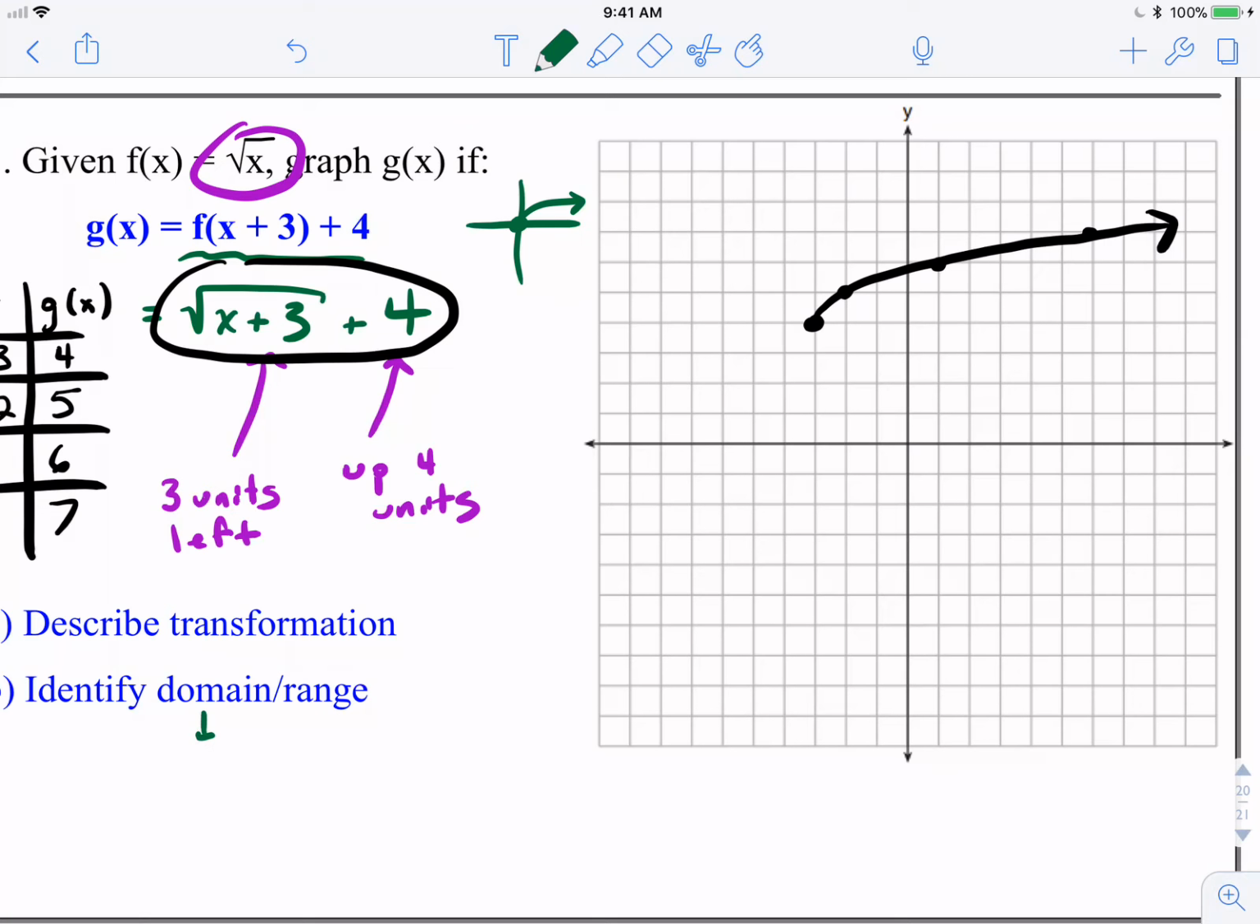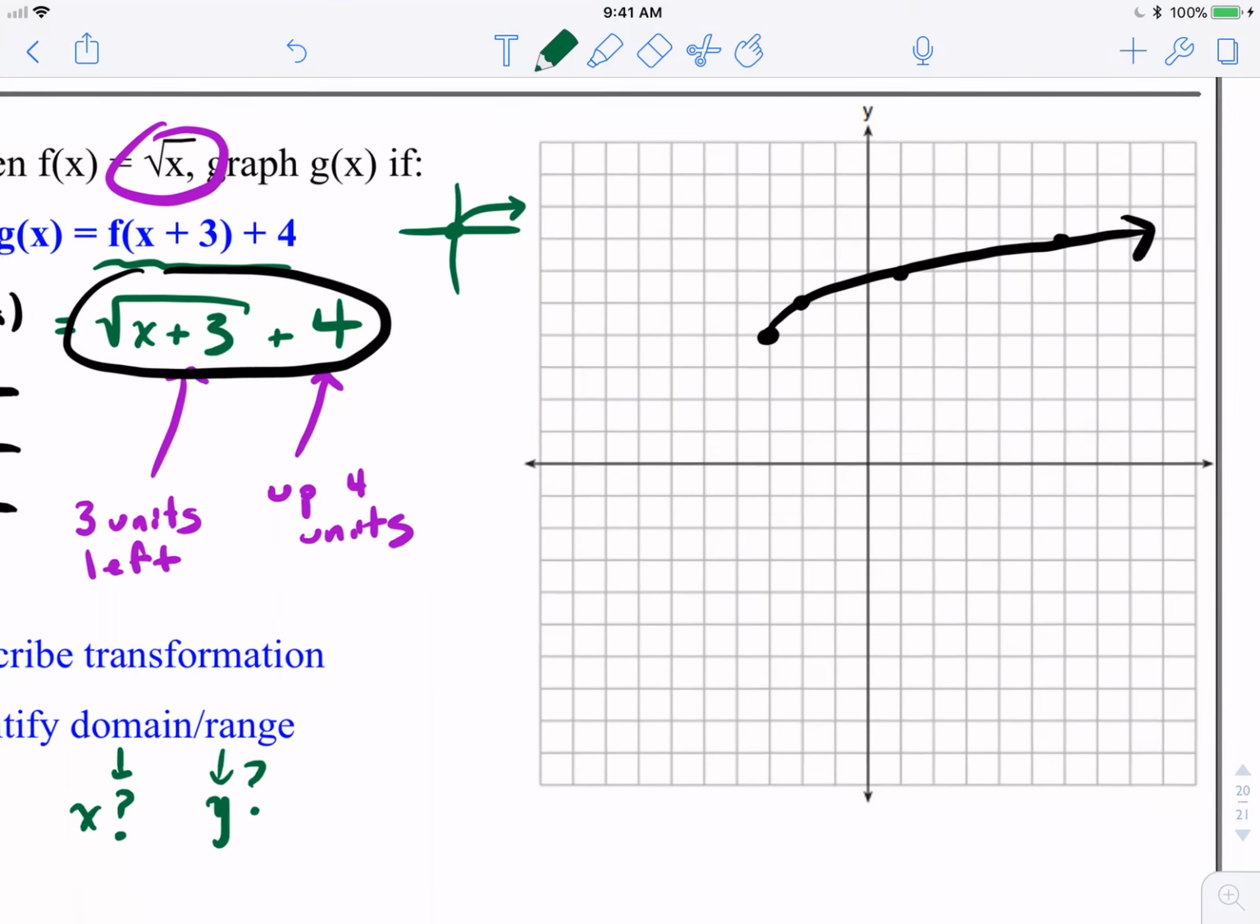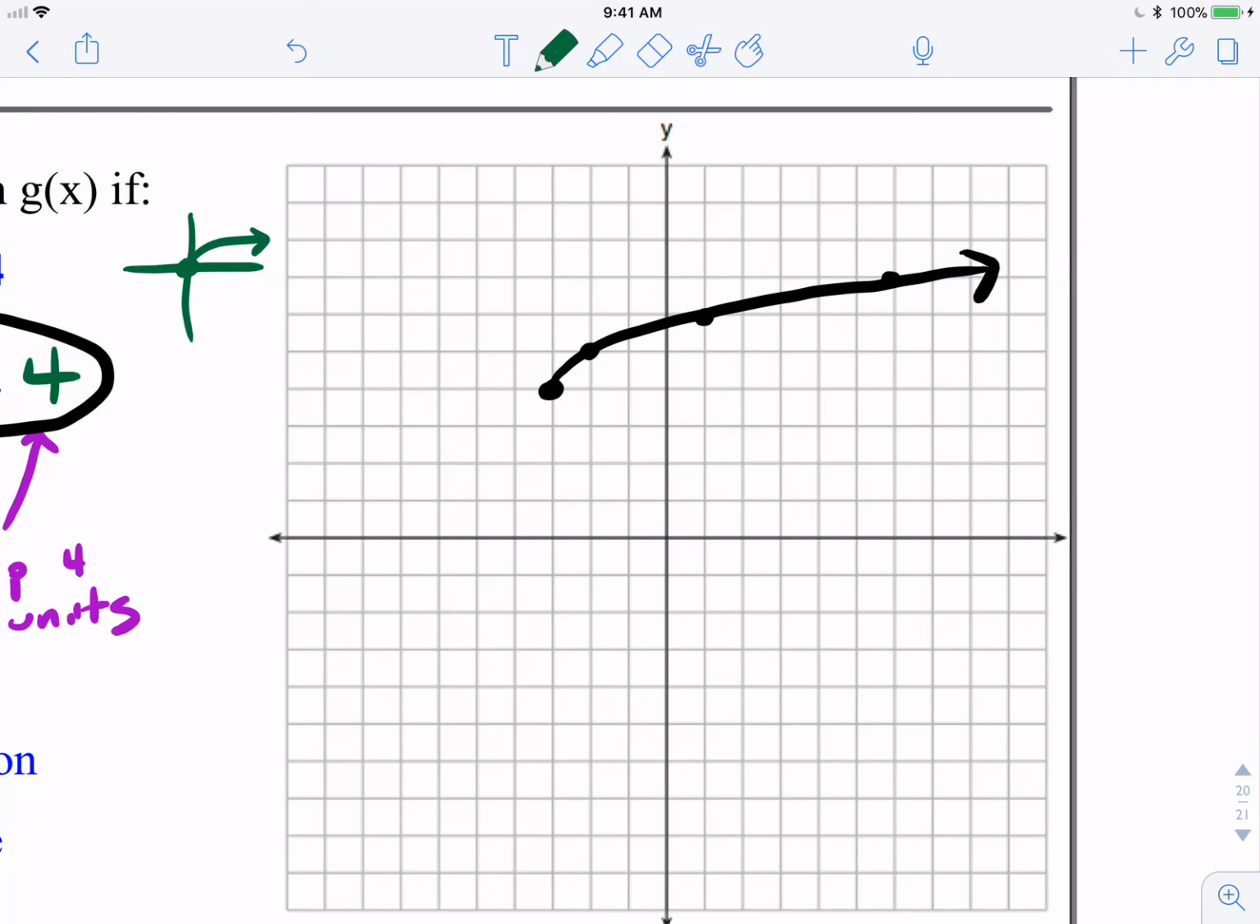When we look at the domain, we're really asking ourselves, what x values are allowed in this graph? Whereas with range, we're looking at what y values are featured, what y values are possible, what outputs can you get for this function. So let's start with domain. If we're looking at x values, we're really looking left and right.